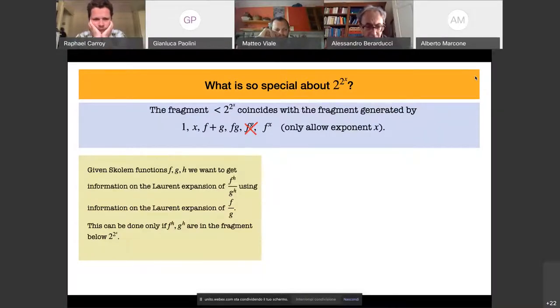Now, the technique used by van den Dries and Levitz to prove the result is essentially a complicated induction, but the crucial step of the induction is the following. You would like to compute the limits of f over g. To compute the limits, you need to prove a stronger result, and you want to compute the Laurent expansion. You know what Laurent expansion means. Instead of Taylor expansion, in which you have only powers x to the n, in Laurent expansion you also have negative powers, like x plus 5 plus 1 over x, and so on. So you have positive and negative powers of x.